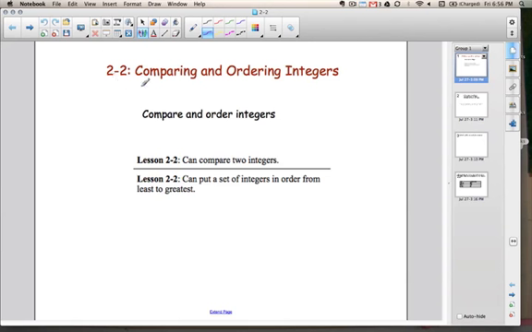Lesson 2-2, Comparing and Ordering Integers. The main idea of this lesson is to be able to compare and order integers. By the end of this lesson, you're going to be able to compare two integers, and you're also going to be able to put sets of integers in order from least to greatest.